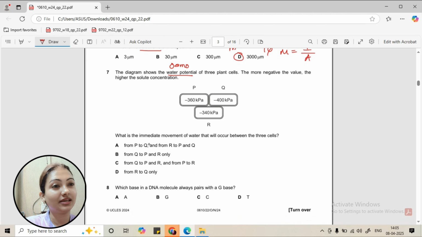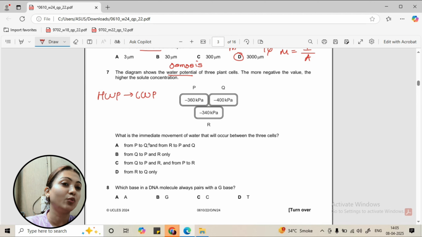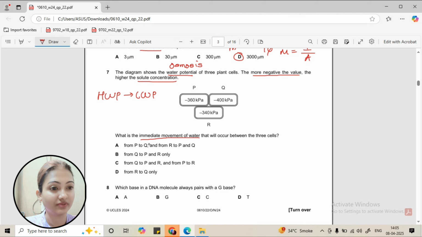7. The diagram shows the water potential. This is related to osmosis. And the more negative the value, the higher the solute concentration. We know as per osmosis, the water moves from a region of high water potential to lower water potential. So they are telling you that the more negative the value, the higher is the solute concentration and the water will be less.